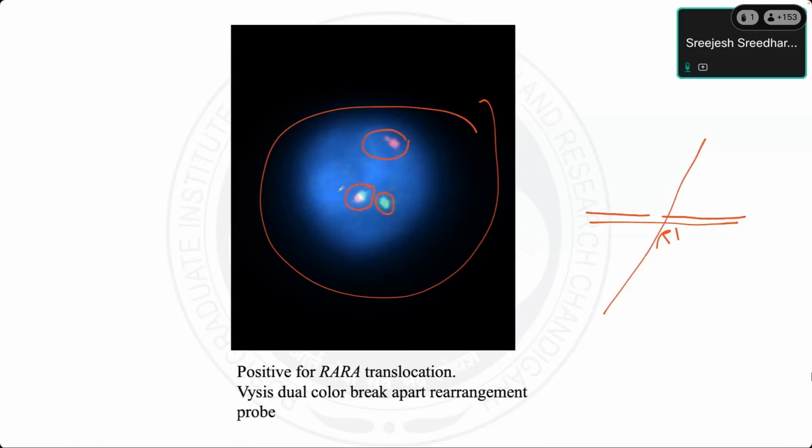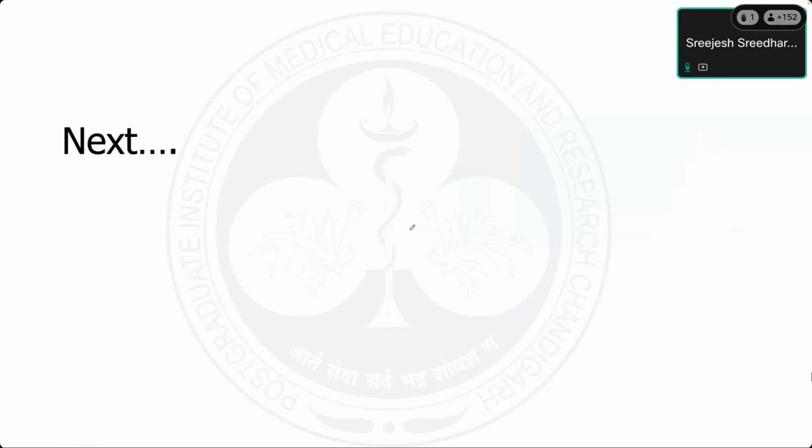This fused signal is coming from the normal RARA, and these separated orange and green signals are coming from the translocated RARA gene. FISH can be of different types. If you use PML-RARA, fusion is abnormal. But if you use the RARA break apart probe, fusion is normal, separation is abnormal. So we did the RARA break apart probe, which showed 1 fused signal and separate RARA 5' and 3' signals. So this shows that this is an APML. This is negative for PML-RARA, but positive for RARA rearrangement.